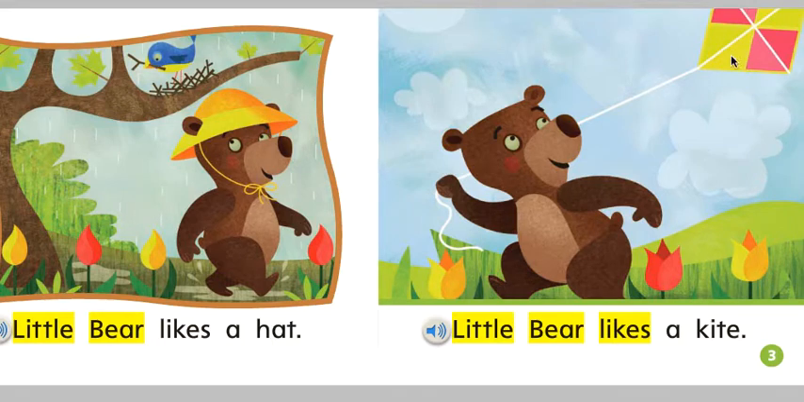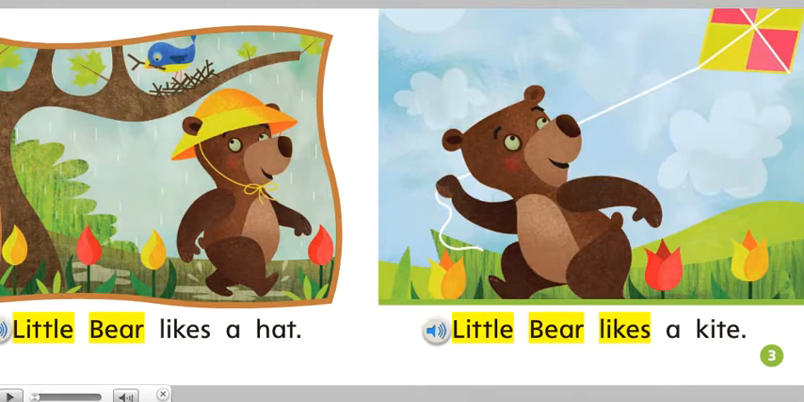Let's look here on this page. What does Little Bear like here? We see a kite and he's smiling. So let's confirm that. I'm just pressing a button. Little Bear likes a kite. Yes, that confirms our thinking that Little Bear likes a kite.